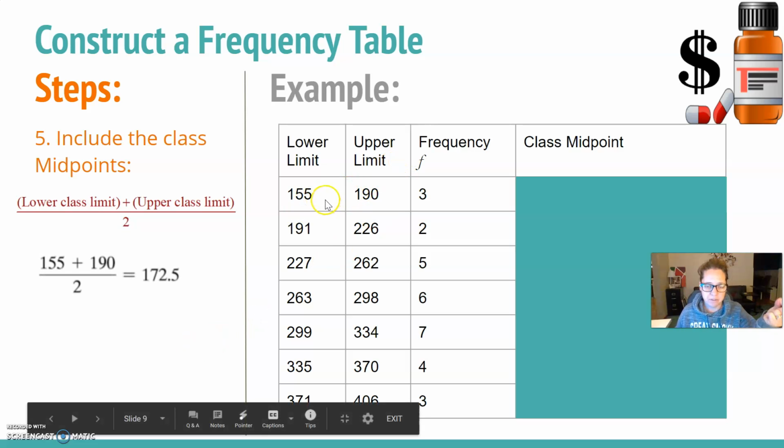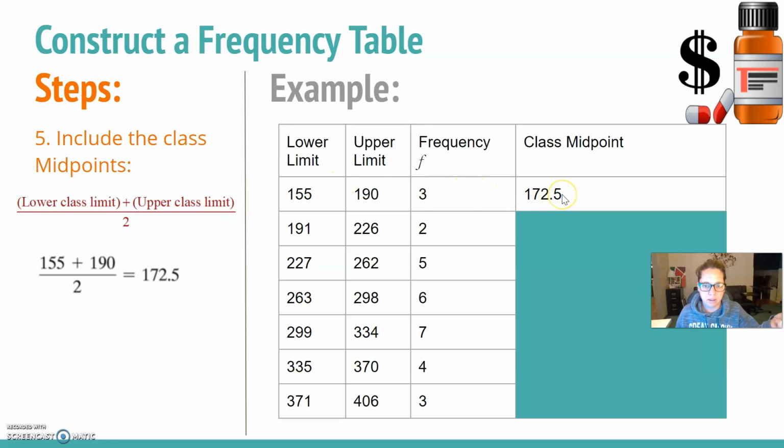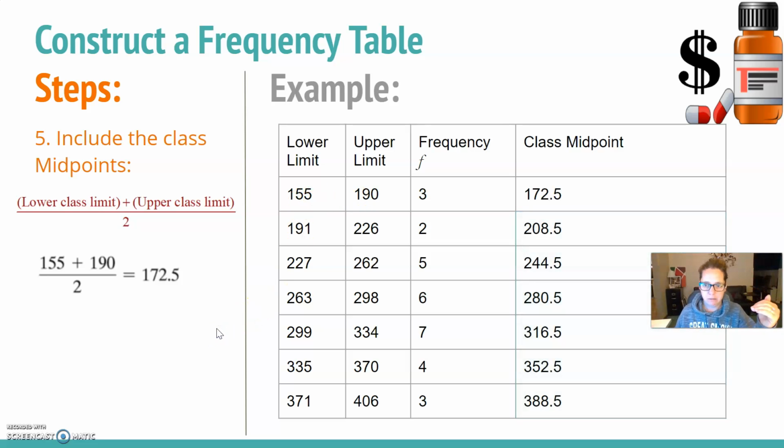So we're going to do 155 plus 190 divided by 2. And that tells us the class midpoint for this first class here, 172.5. That's the middle of that class, that interval. And then we do that all the way down and you get all these lovely answers.